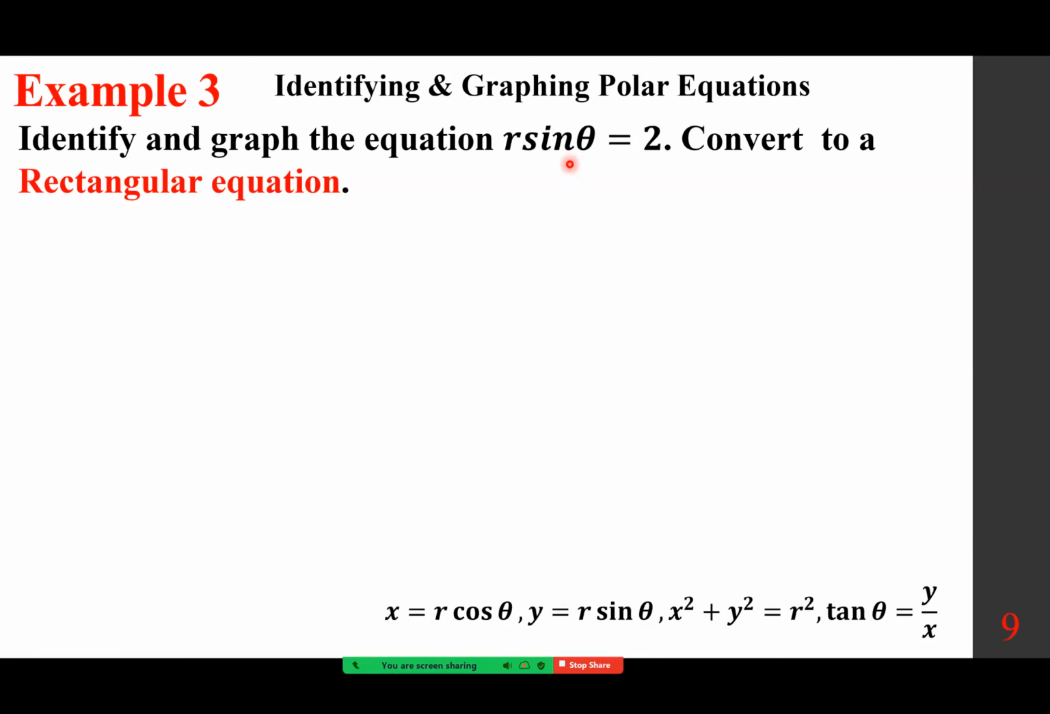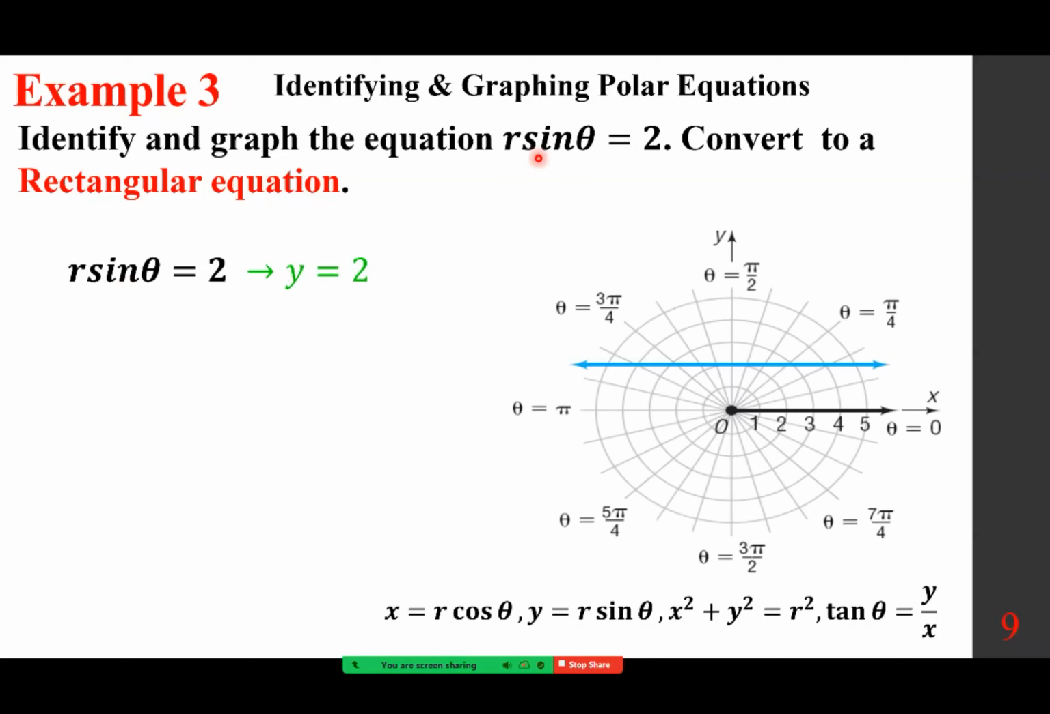What about r sine theta equals 2? We look for r sine theta if we have it here. And we know r sine theta is y. So basically replace the r sine theta with y right here. And you know that's a horizontal line.